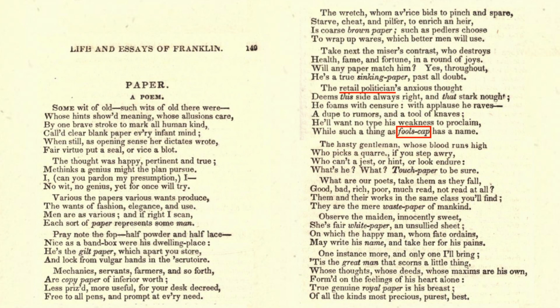Benjamin Franklin wrote a poem comparing different types of paper with certain types of people. For example, mechanics, servants, and farmers were like copy paper. A virgin maid was white paper, and poets were considered waste paper. Not surprisingly, Franklin linked Foolscap with retail politicians. In a similar vein, Doyle was linking Foolscap with the money printing of central bankers.